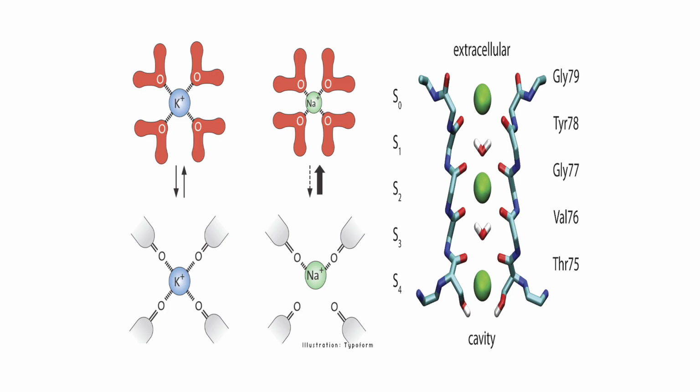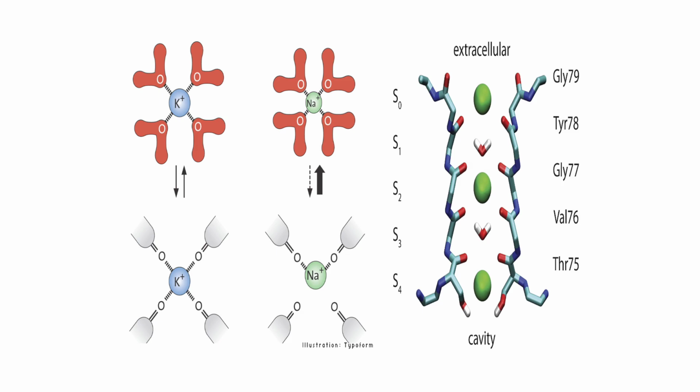In case of sodium, you can see that the bond formation is there, but it is not closely fit. It is actually floating loosely within the channel. So the energy that will be released by this bond formation will be inadequate for stripping the water shell of the sodium ion, and it will not be able to pass through this potassium channel.